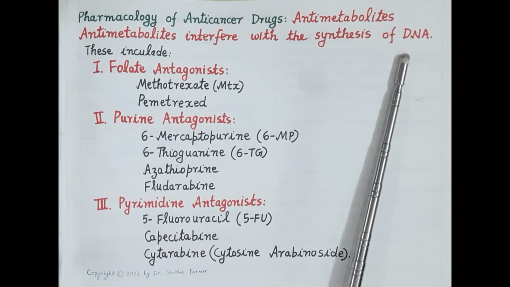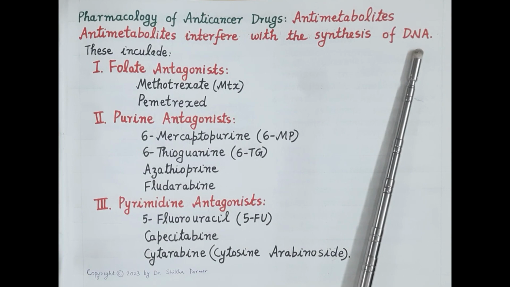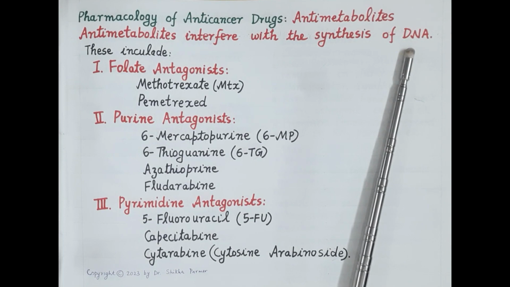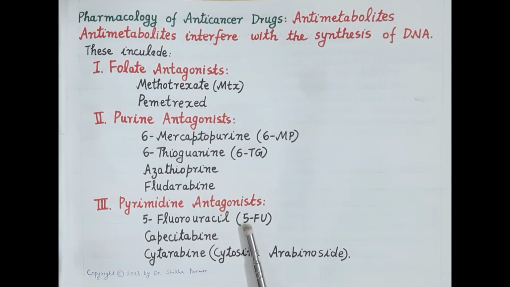multiplication is controlled. Now as we all know, for synthesis of DNA, nucleotides are required. Nucleotides are the building blocks of DNA and each nucleotide is made up of a sugar, a base and a phosphate group. Now bases can be purines or pyrimidines. So now let's study the classification of antimetabolites.